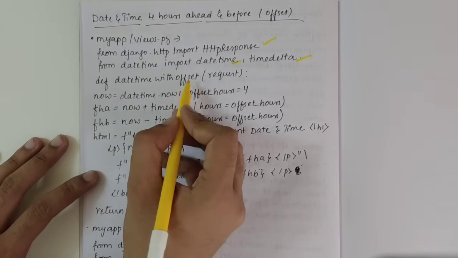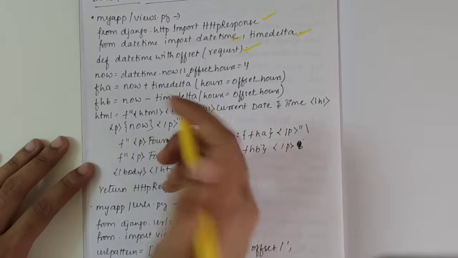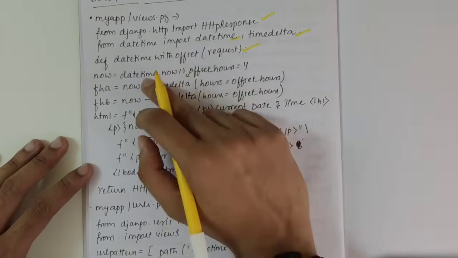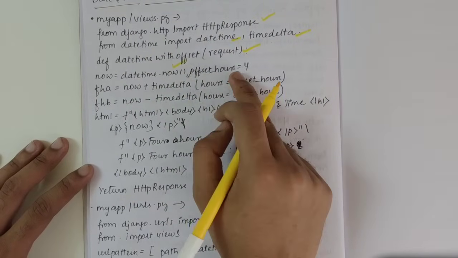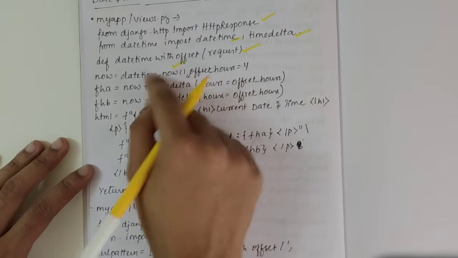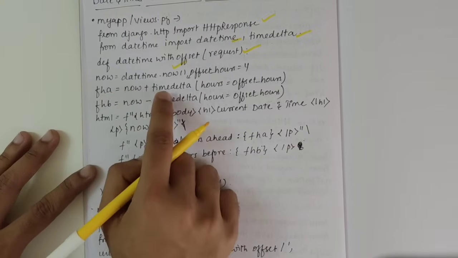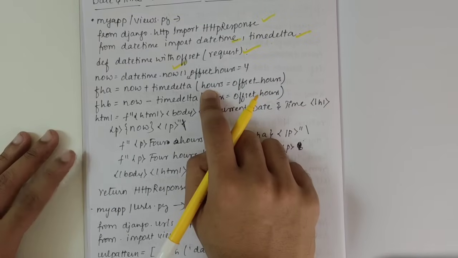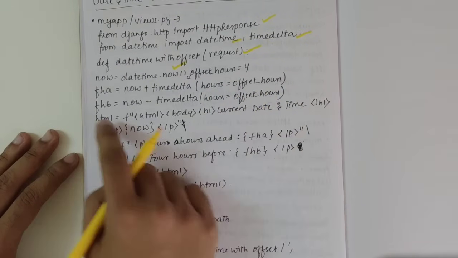So define datetime_with_offset, the function name, and request. So I'm providing a request. now is equal to datetime.now. So I'll get the present date time here. Next, offset_hours is equal to 4. offset_hours is a variable. This has to be in the next line. Okay. So for FHA is equal to now plus timedelta, and here I will be specifying the offset value, that is, hours is equal to offset_hours.